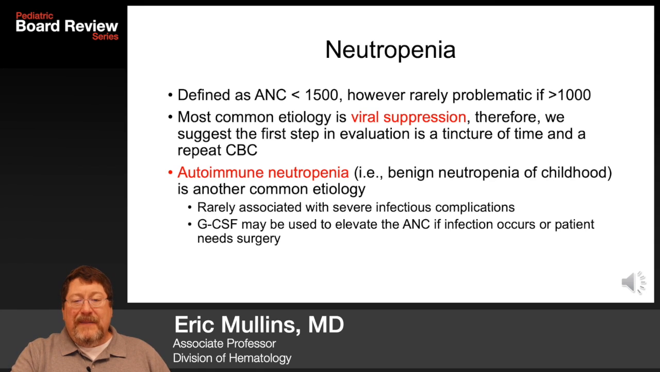Autoimmune neutropenia, especially in pediatrics, is another very common etiology. This is also known as benign neutropenia of childhood because it is rarely associated with severe infectious complications. However, occasionally some patients will develop an infection, or they need surgery or something like that, and you need to boost their neutrophil count, and G-CSF should be very effective in this situation.